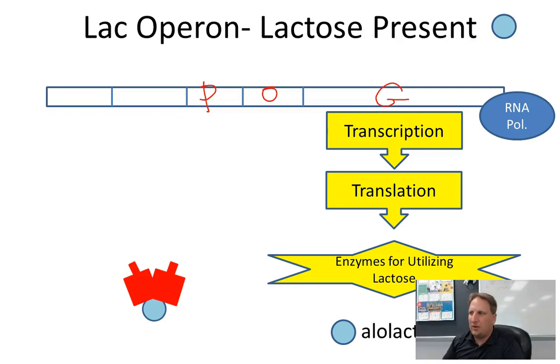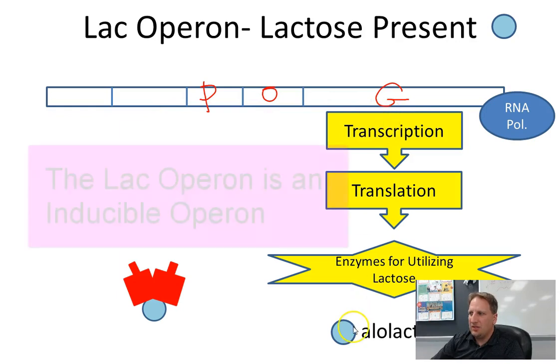Then the messenger RNA will be translated into the protein, and this is going to be the enzymes that are going to utilize lactose. So think about it, people. This will only happen if lactose is present, because why would a cell want to digest lactose if lactose isn't even there to begin with? So this is a case where the operon is induced to make the protein.